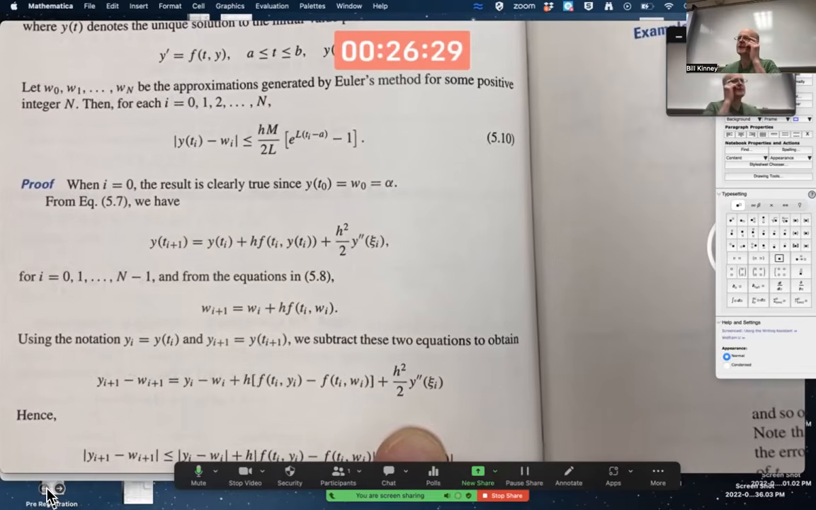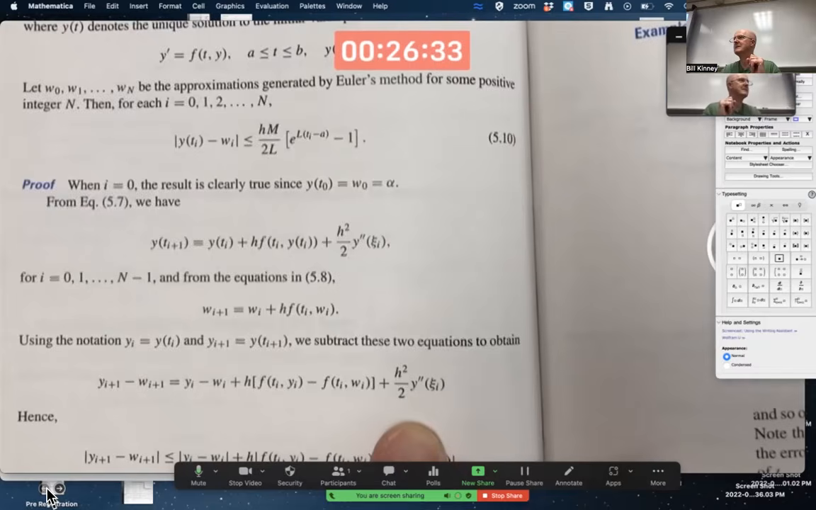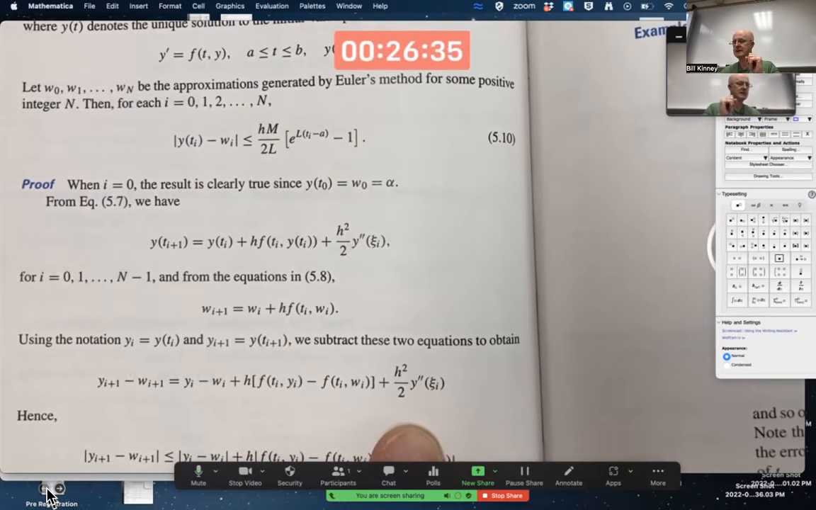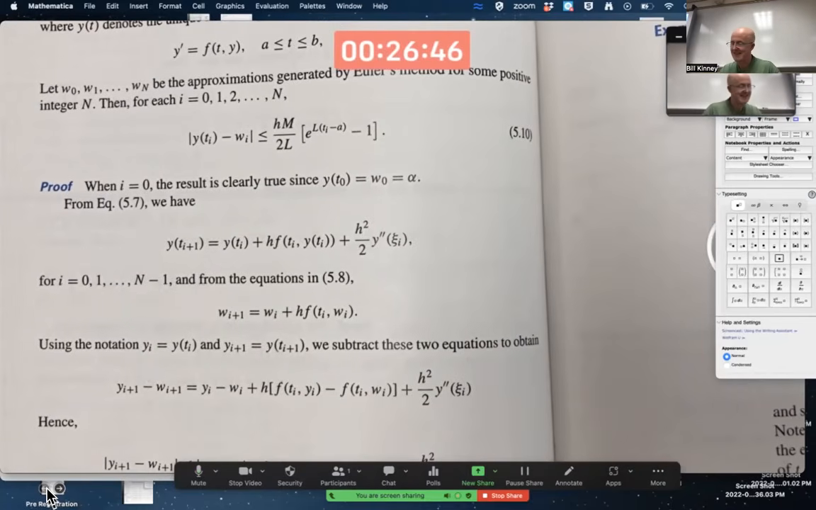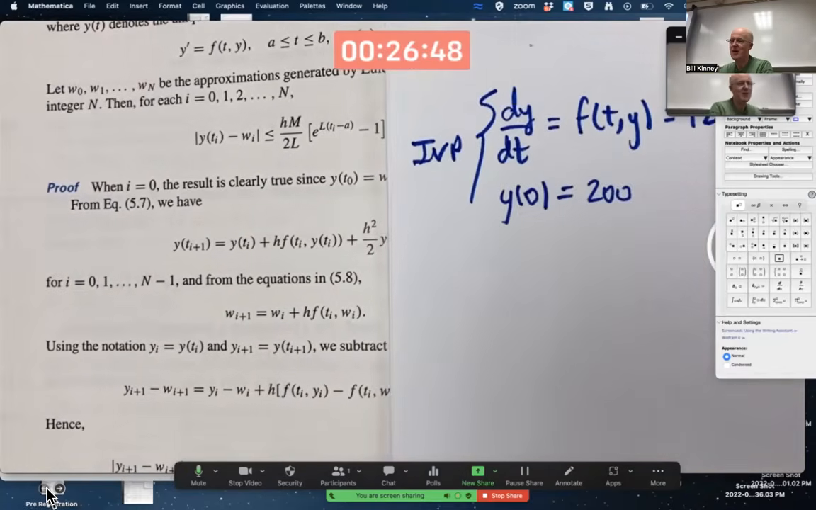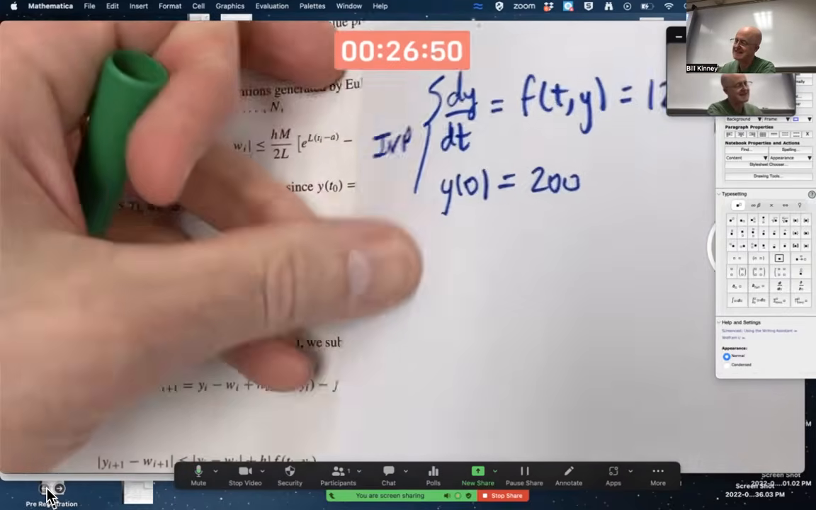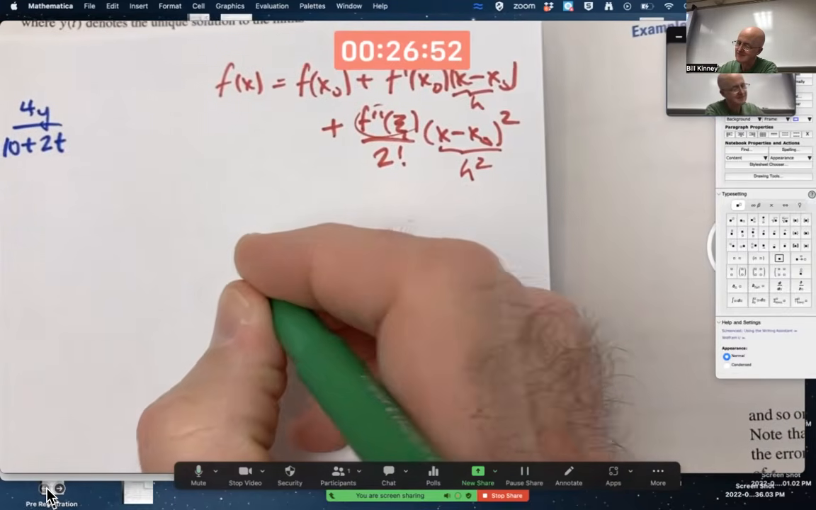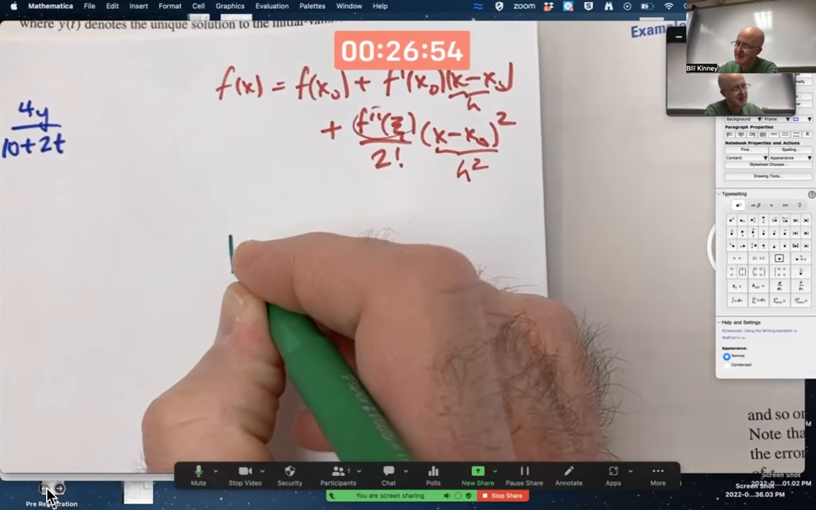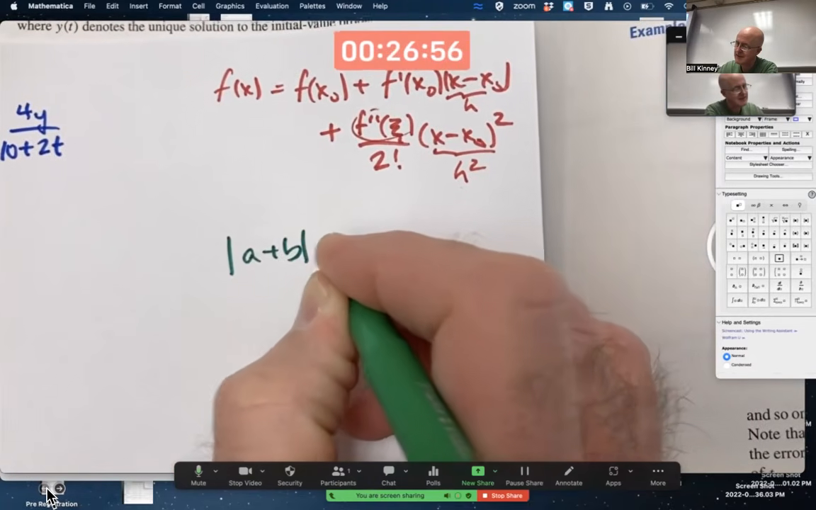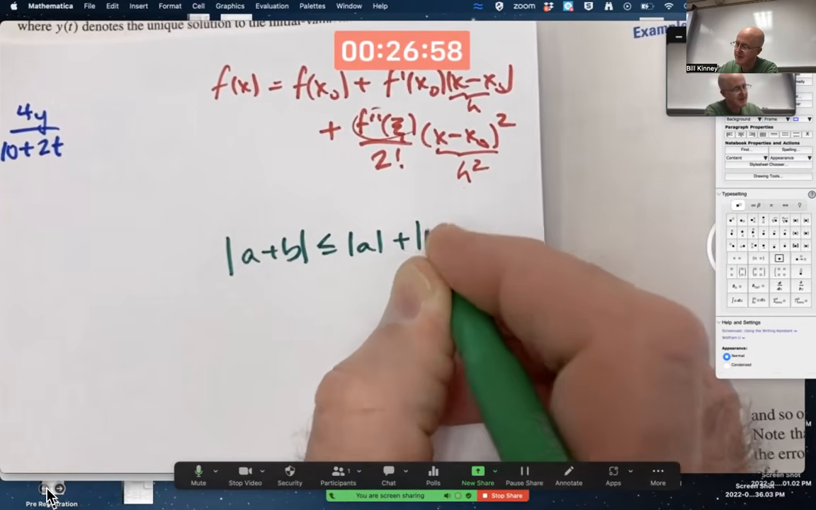And here's something fundamental for those who have not taken real analysis yet. The next step is using something called the triangle inequality. Those who've had real analysis know that they use the triangle inequality in that class practically every day. The triangle inequality most typically is written as the absolute value of a plus b is less than or equal to the absolute value of a plus the absolute value of b.